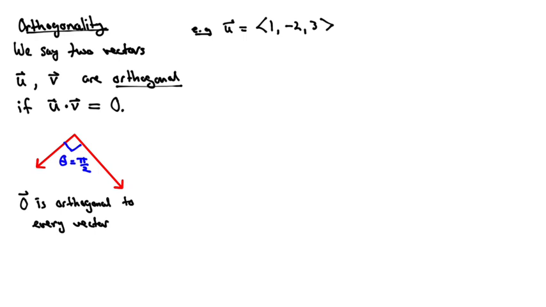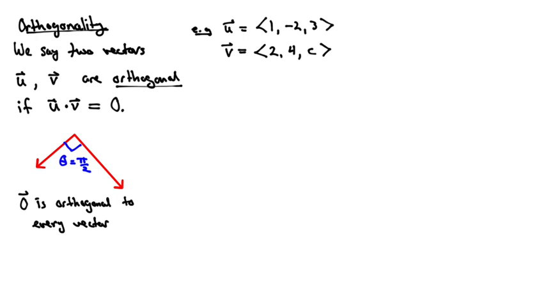Let's look at an example. I'm going to take u to be the vector 1, minus 2, 3. I'm going to take v to be the vector 2, 4, and c. And c is just some unknown. I don't know what that third component is, or rather, we're going to play with the value of it and see if we can make these two vectors orthogonal.